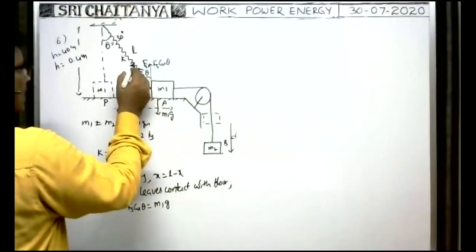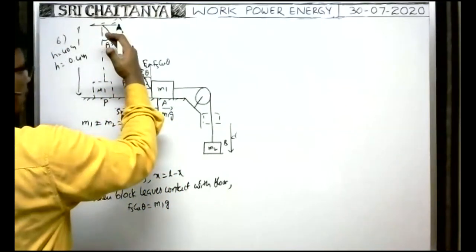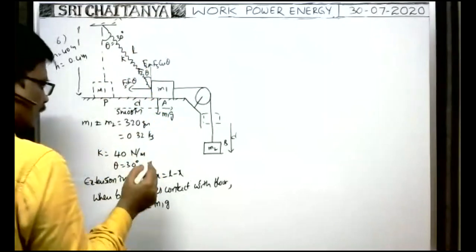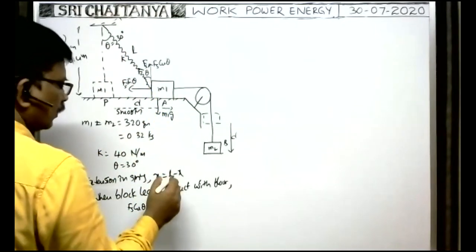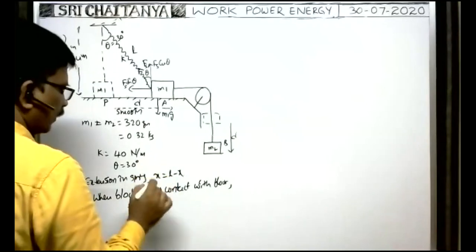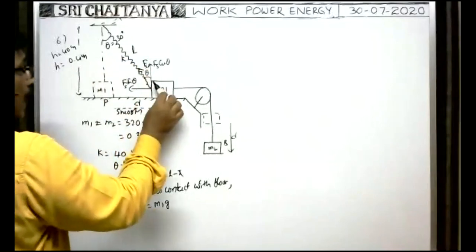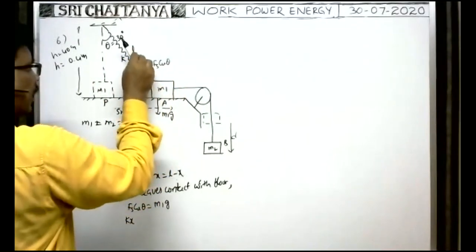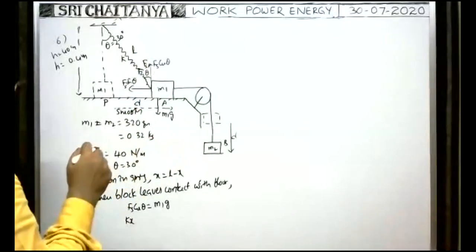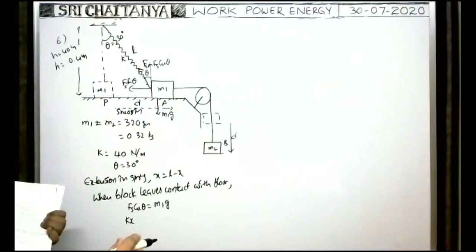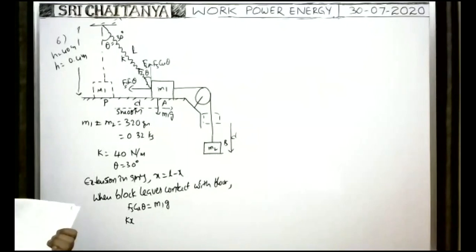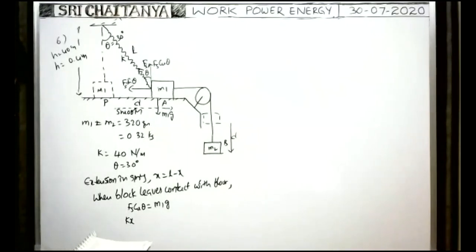Fs means, suppose whenever the spring occupies the position like this, the extension of the spring is equal to L minus h, no? So x is the extension of the spring. That's why Fs can be written as k into x into cos theta. Here the block loses contact with the floor at the instant when the spring makes an angle of 30 degrees. That is given in the problem, in the diagram only.